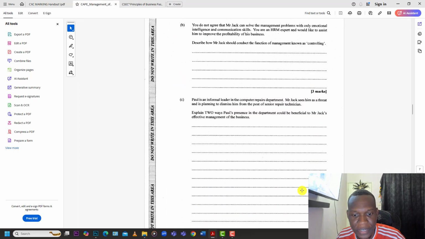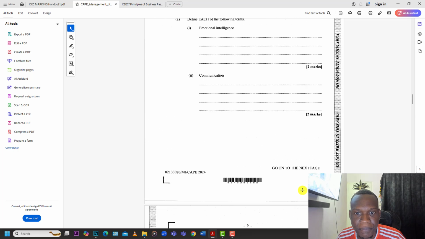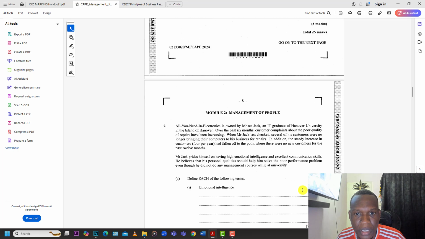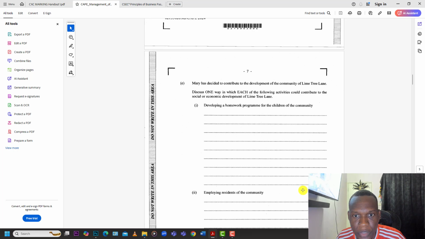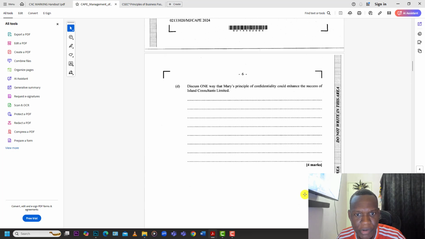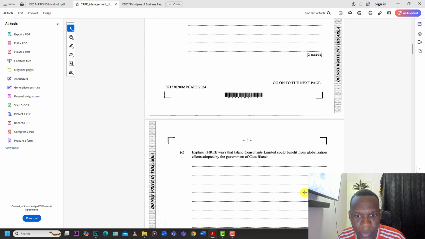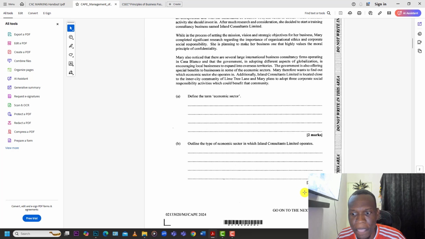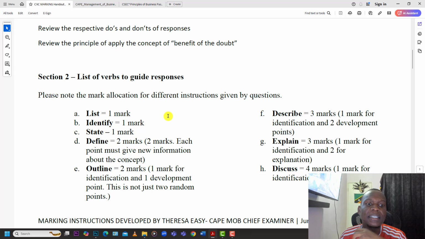State, identify, list. Even here on the MOB paper, we're looking at discuss. We don't reach here yet, but we're moving down the line. We're looking at the 1 markers, right? So for sure, listing, identifying, and stating, those are 1 markers. Next one, up the ranks, 2 marks now.